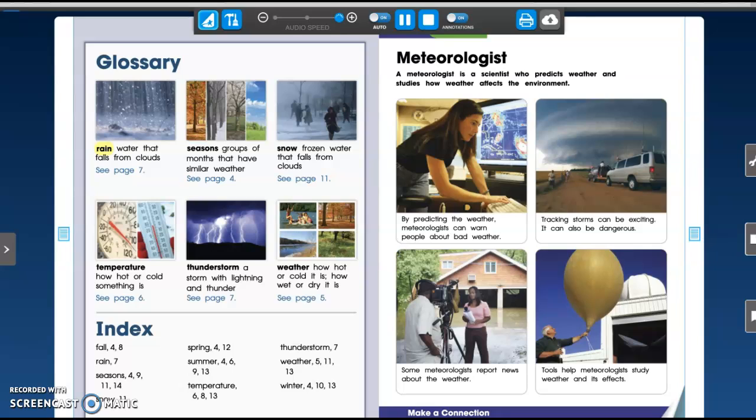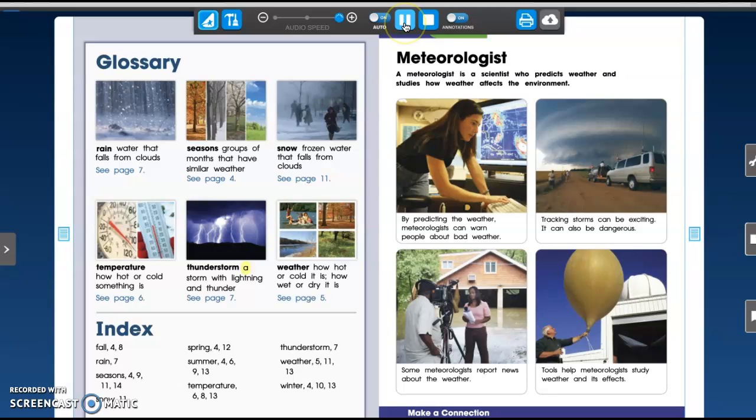Glossary. Rain. Water that falls from clouds. See page 7. Seasons. Groups of months that have similar weather. See page 4. Snow. Frozen water that falls from clouds. See page 11. Temperature. How hot or cold something is. See page 6.